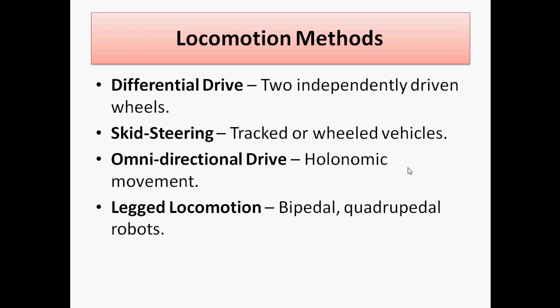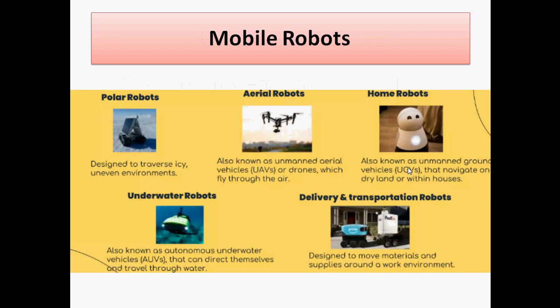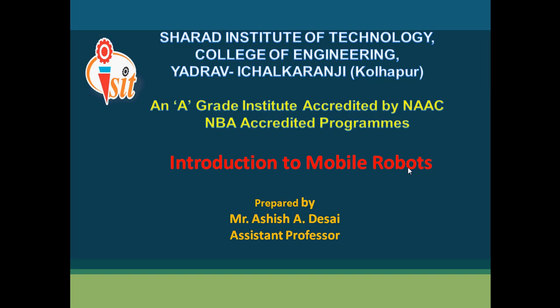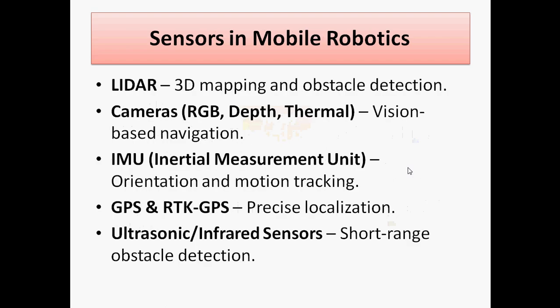The next is leg locomotion, that is bipedal or quadrupedal robots. So this is about leg robots, where a legged style of working is used, and that happens with leg locomotion. So in mobile robots we cover locomotion, then sensors, navigation and control system. These are the key areas we find in this type of method.